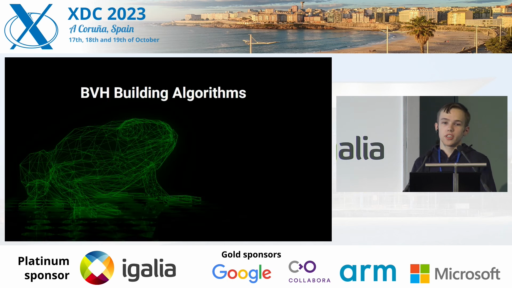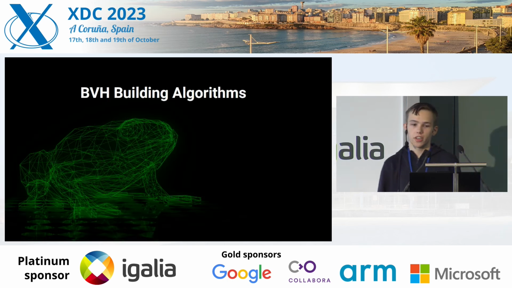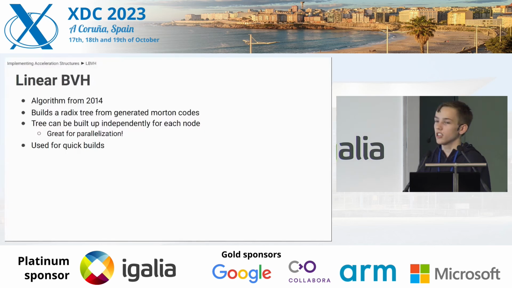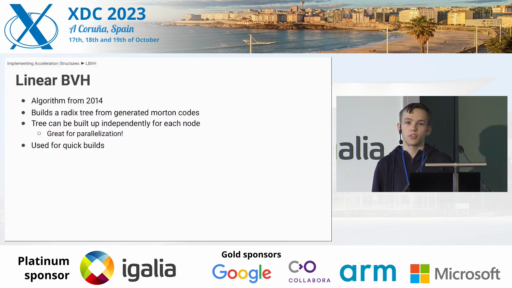Now, I'm going to take a quite short look at how we actually implement these binary BVH building algorithms, because we have two of them. The first one is pretty simple. It's the linear BVH algorithm, which is from 2014, and just builds up a radix tree from the generated Morton codes we generated earlier. The cool thing about this algorithm is it can build up the entire tree completely in parallel, which is great for executing this on a GPU, because you don't need any sort of synchronization in between tree levels or anything.